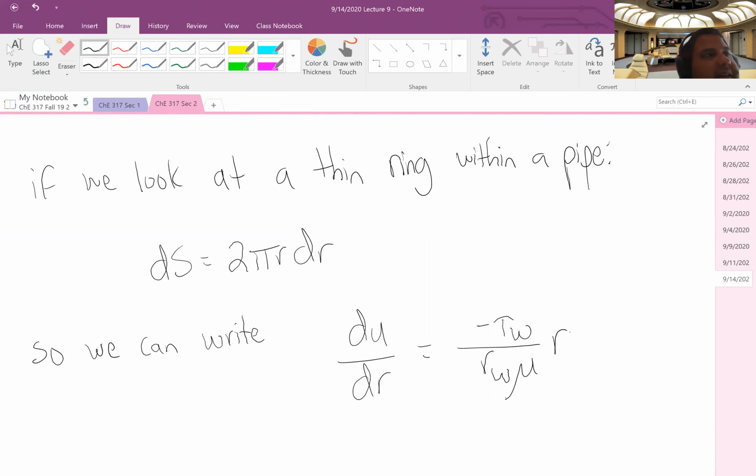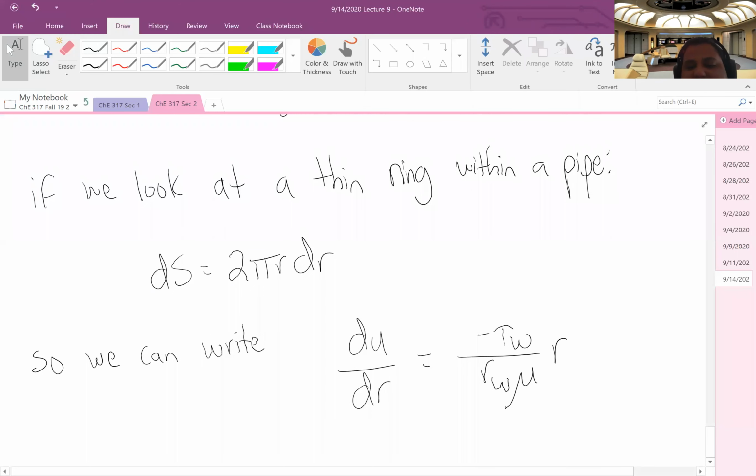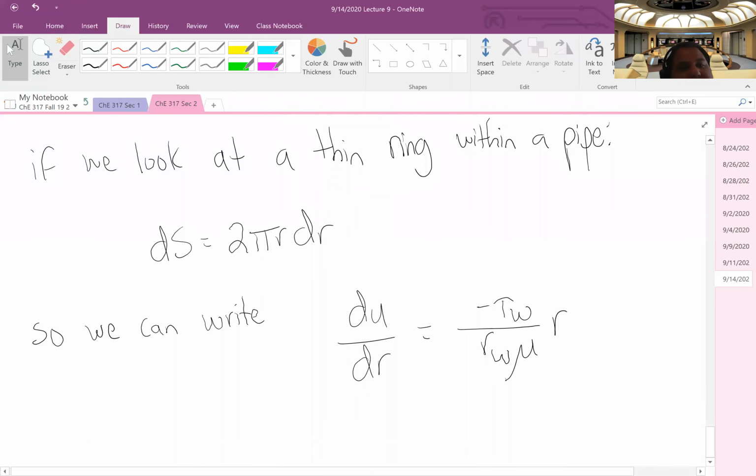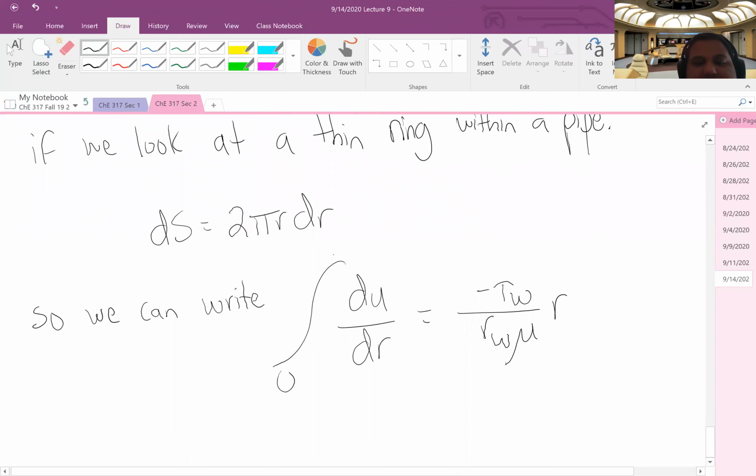Where we have our velocity gradient in the radial direction, where tau w is the shear stress at the wall, rw is the full radius of the system, or the radius from the center of the pipe to the wall, and r is essentially looking at any slice in between. So we can integrate this from 0 to w, or u, and from the wall to the center.